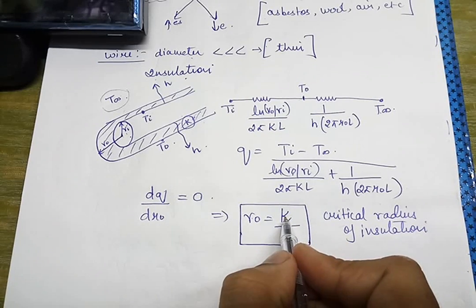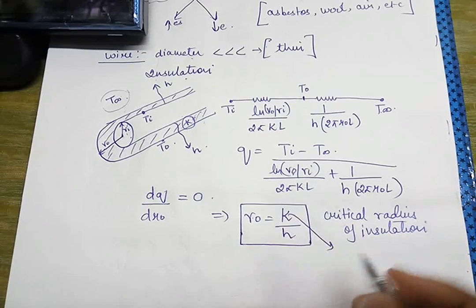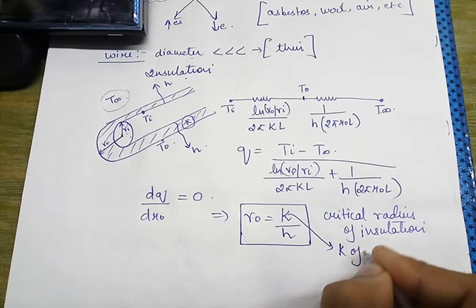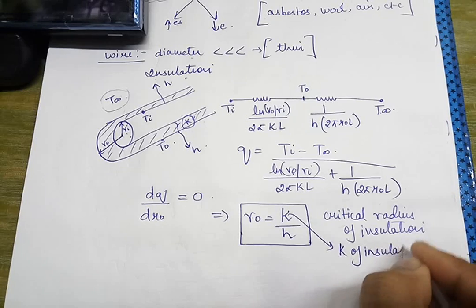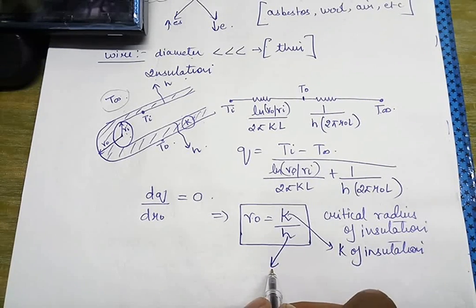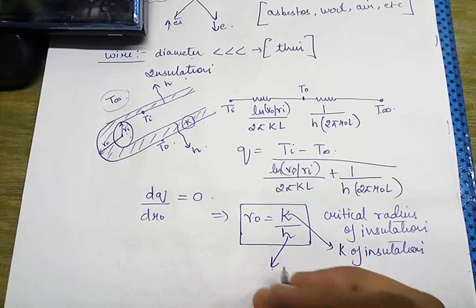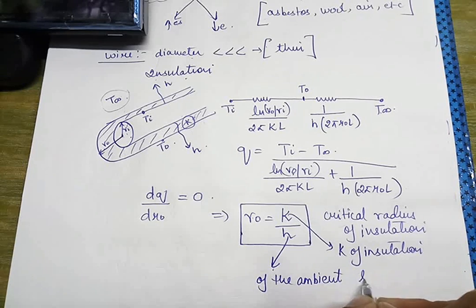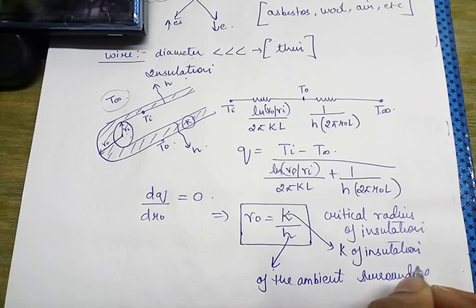K is the thermal conductivity of the insulation that is being added. Please mind that it is the K of insulation which is added. H is the convective heat transfer coefficient of the ambient surrounding.